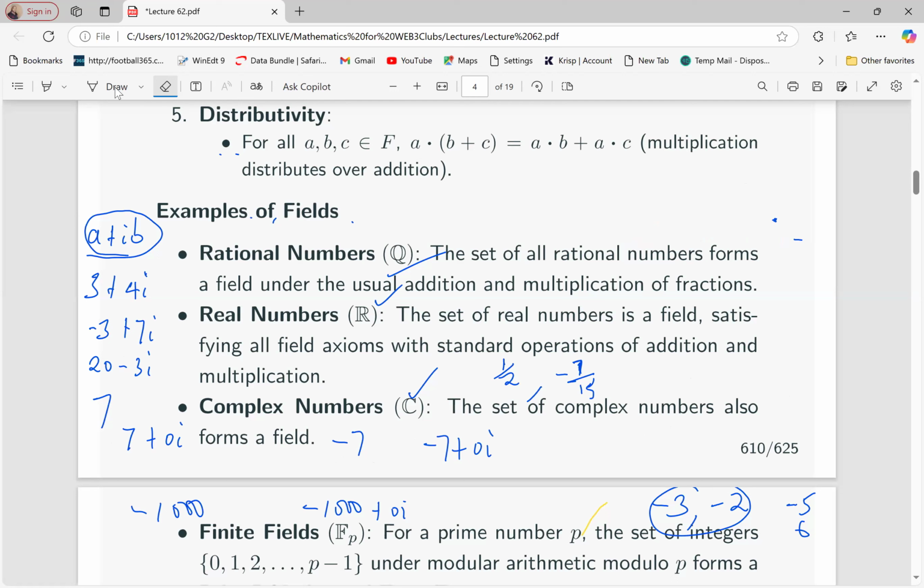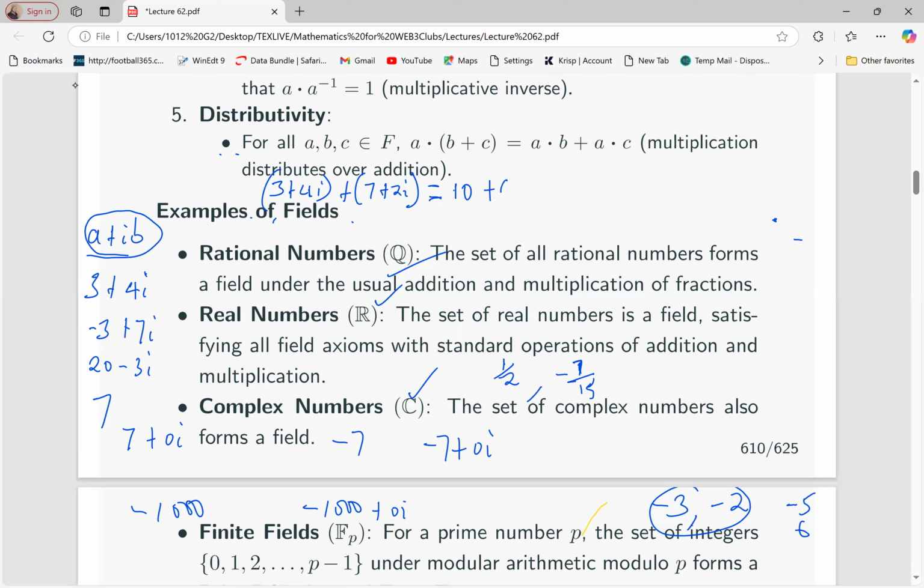Let me begin by adding because that is easy. I want to pick this complex number, 3 plus 4i. And I want to add to it another complex number, 7 plus 2i. What do I get? I add the like terms, and 3 plus 7 gives me 10. And this will give me 6i. And this is a complex number.